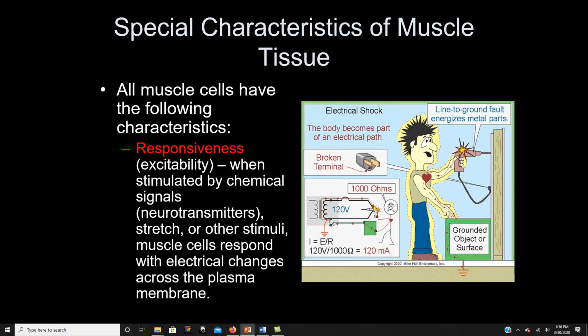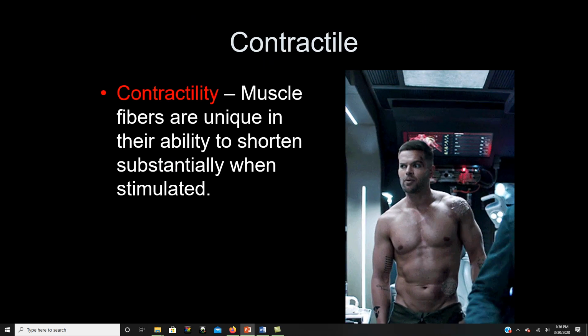What are your four special characteristics for muscle? So every edition of your book, they either add a characteristic or they take one down. So my notes might not necessarily correspond with the number that you're supposed to have. Sometimes your book likes to combine some of these, but you do need to know that skeletal muscle is responsive. If you stimulate it, it will do something as a direct response of that stimulus.